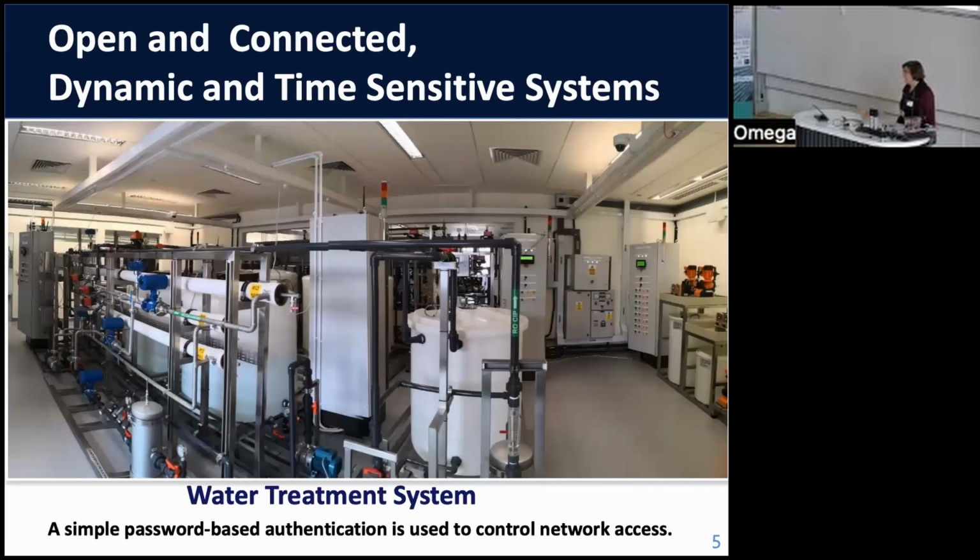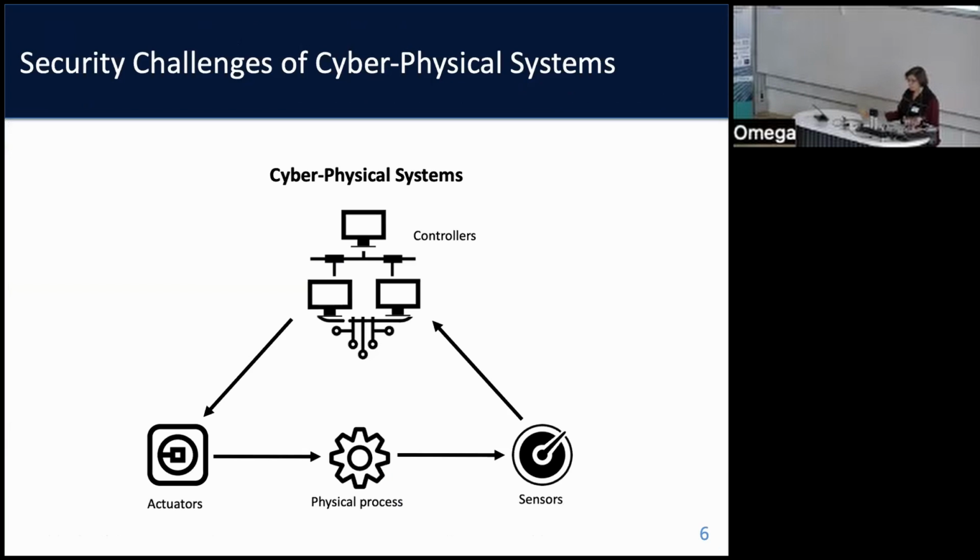This is another example, a water treatment system, and actually a simple password-based authentication is used to control network access. So here we also can have some attacks over this water treatment system. There are PLCs and tanks and pumps and valves to clean the water. And then you can imagine an attacker wanting to attack this kind of system. So we have these security challenges for cyber physical systems.